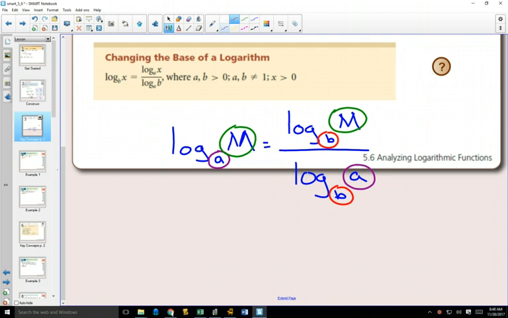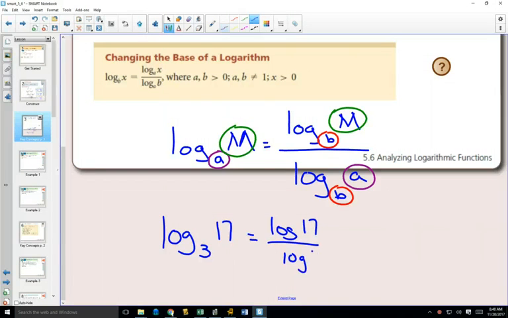Of course, this was especially important before the newer calculators had the base built into them. So if you were trying to figure out 3 to what power is 17, or log 3 of 17, you would almost always change the B either to base 10, your common log, because that you could type in quickly into your calculator, or a base of e, which is your natural log, because that you could type into your calculator quite easily. But now you can type this into your calculator as well.